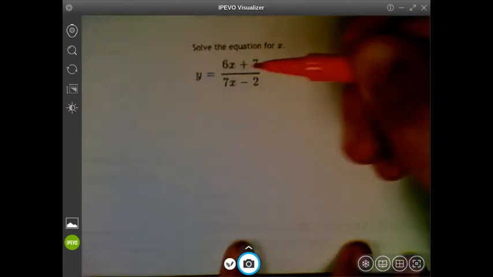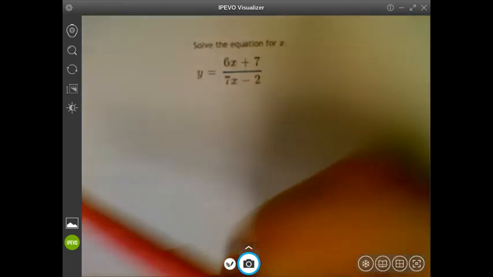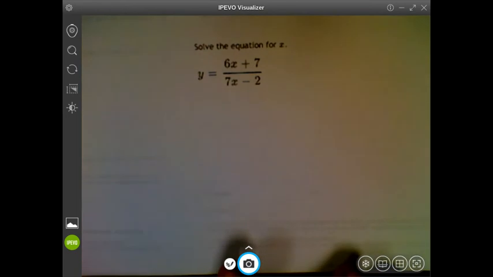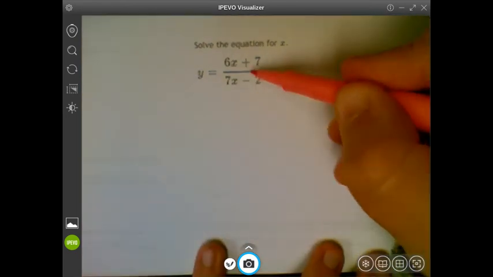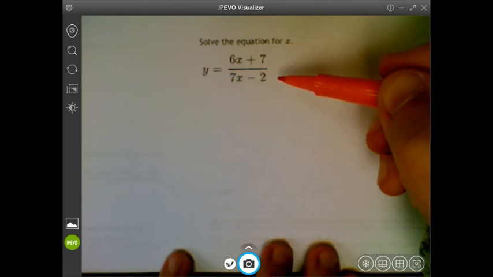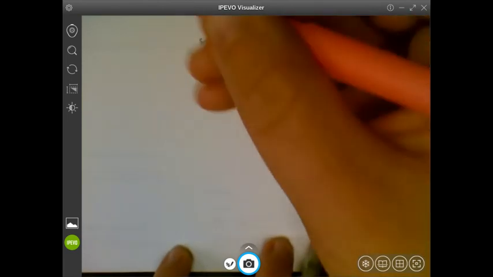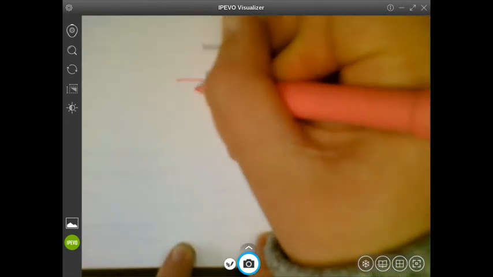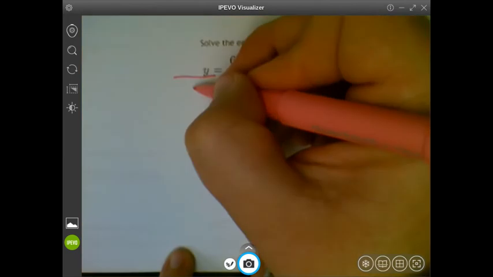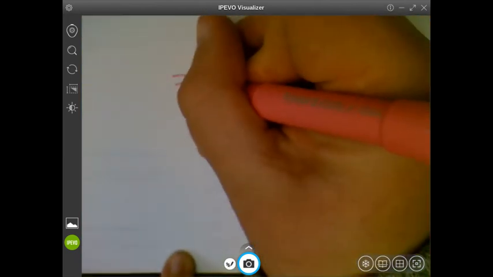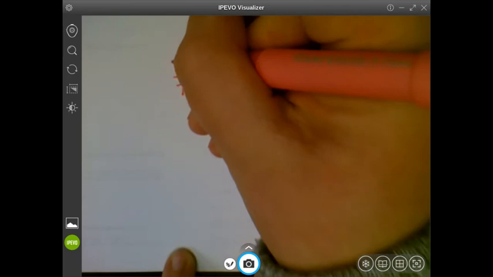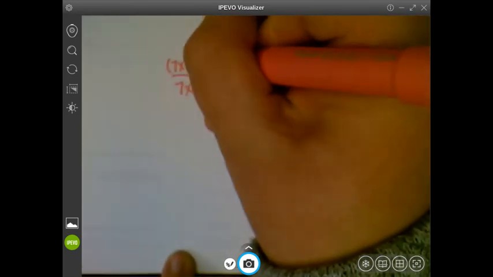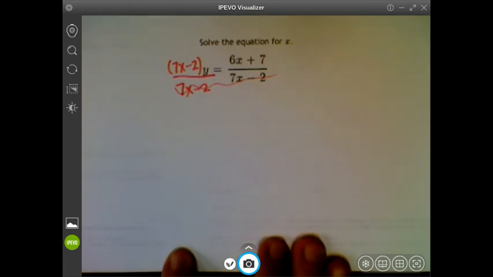All right, once again, I have 2 x's, so I know I'm going to end up factoring out an x. In order to do this, though, I need to get the x's out of the denominator. So what you can do is make this one have the same denominator. Right now, there's just a 1 in there, so I'm going to multiply that by 7x minus 2, and on the top, 7x minus 2. And those denominators will be the same, so they will go away.